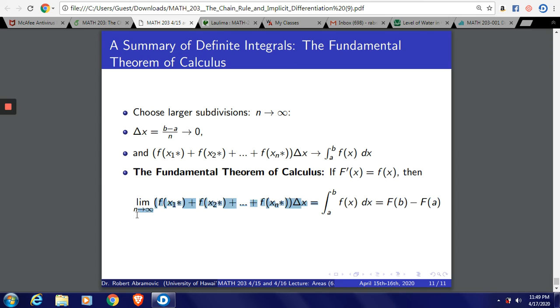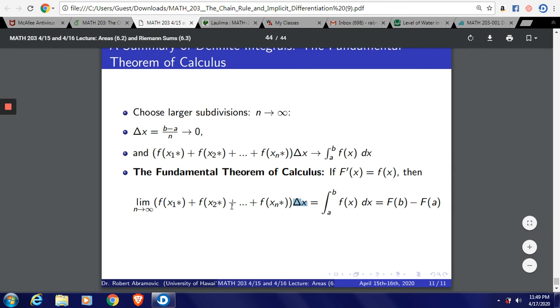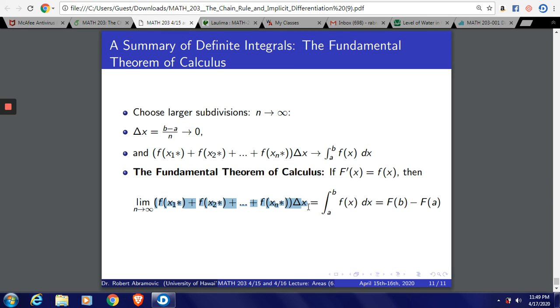Now, we've only really talked about areas for cases where f of x is a positive function, but you can also define this value, right? f of x1 star plus f of x2 star plus f of xn star times delta x, where delta x is b minus a over n, when f of x is a continuous function that's allowed to be negative.